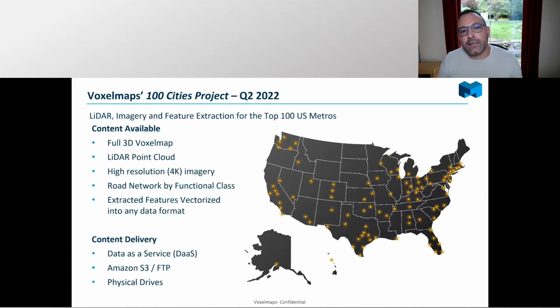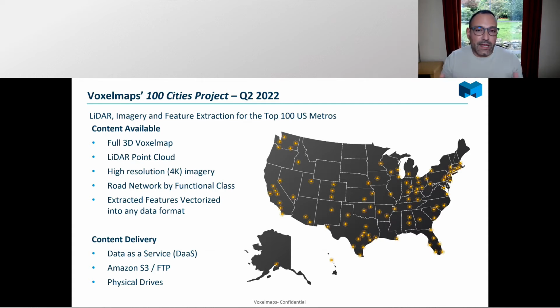Starting this year and into next year, we're mapping 100 of the top cities or metro areas around the US. This is a full Voxel 3D digital twin of those areas, but it also includes data such as the LiDAR point cloud, the high resolution imagery, and we break it down in terms of the road networks. We also extract all of the features that I was showing you before into a vectorized data set. So it's very easy to export out into different formats.